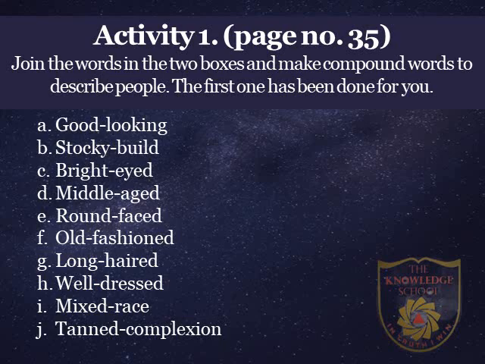On page number 35 of Broadway, here is a question about compound words. There are two boxes of compound words. Half words are given in one box and half are given in the other box. You are asked to select one word from each box and make a compound word by joining those two words. Here I have made all the compound words. First word is good-looking. Second is stocky build, means strong. Third is bright-eyed. Fourth is middle-aged, round-faced, old-fashioned, long-haired, well-dressed, mixed race, and tan complexion. These are all compound words and you have to learn them.